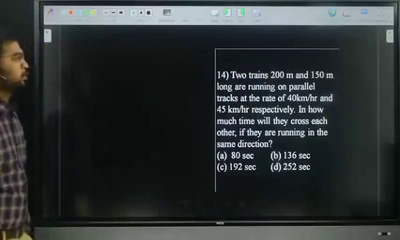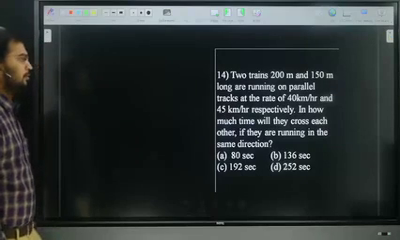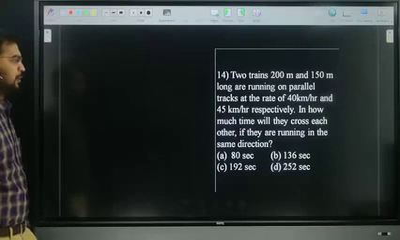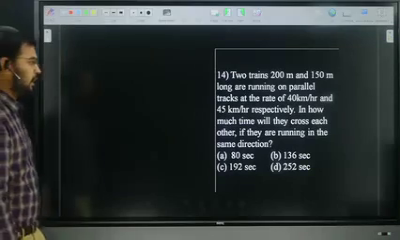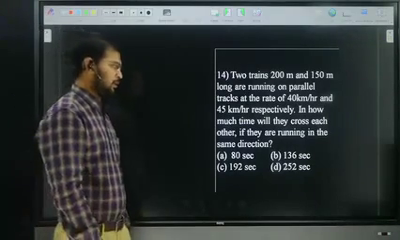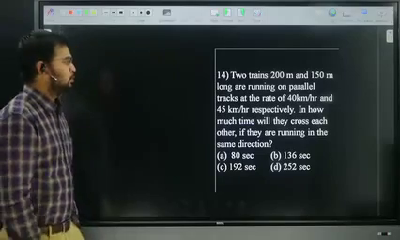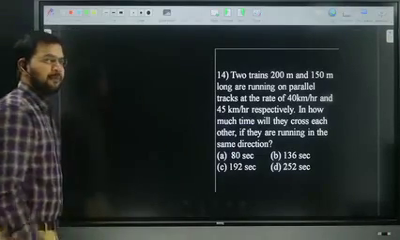So, two trains, 200 meters and 150 meters long, are running on parallel tracks at the rate of 40 km per hour and 45 km per hour respectively. In how much time will they cross each other if they are running in the same direction? They are running in the same direction. So, two trains, one train is passing another train.